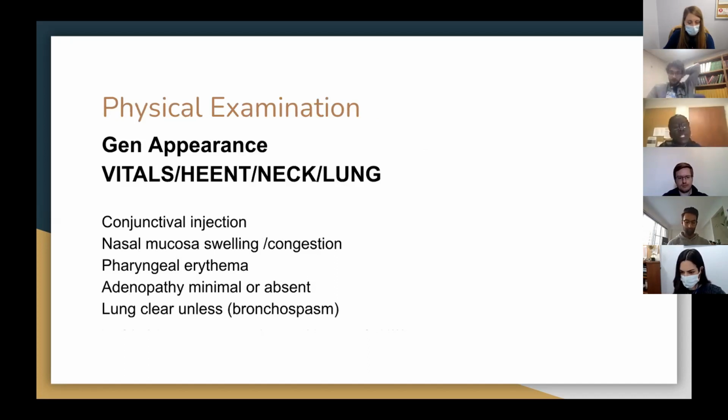On what are we focusing? General appearance, vitals, HEENT, and lung exam. And what are we looking for? What we might see is conjunctival injection, mucosal swelling, pharyngeal erythema. Hardly ever would you see any adenopathy, and most of the time the lungs are clear, unless there's bronchospasm due to the upper respiratory infection. You might hear some wheezing, but generally it's clear.